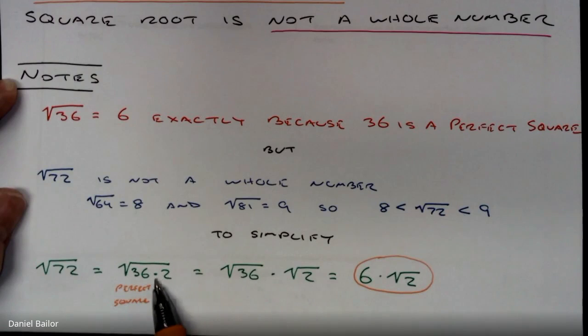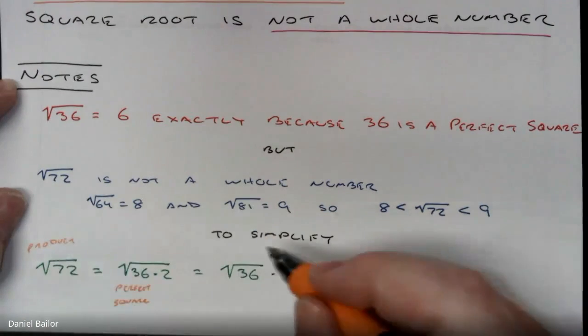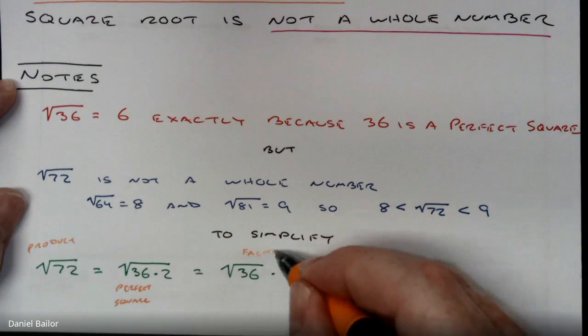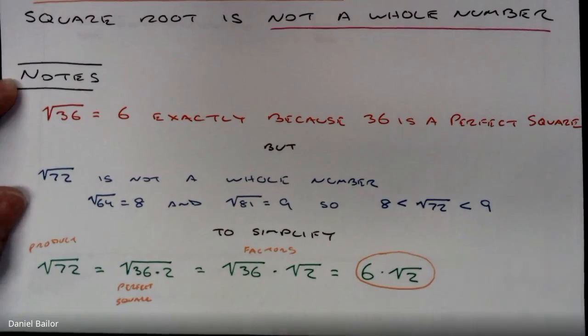I take the square root of a product and I turn it into the square root of factors. So I have a product here and I have factors there. That's why they're in our vocabulary list. Instead of doing the square root of a product, I do the square root of factors. And one of the factors is a perfect square.